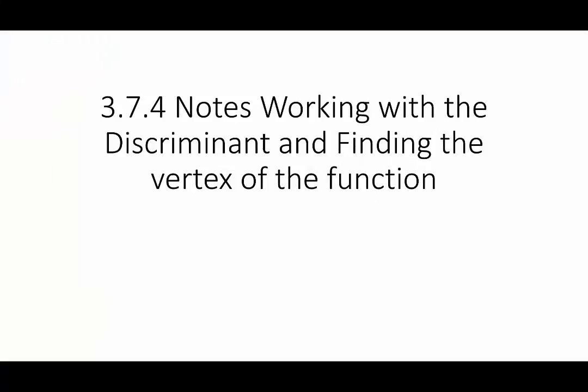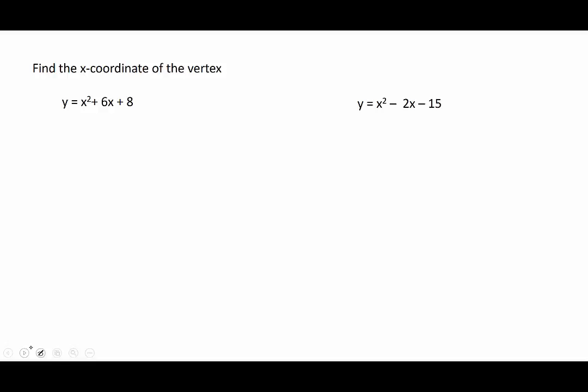Okay, today we're going to be working with the discriminant and also finding the vertex of functions. If we just want the x-coordinate of the vertex, there are several ways we could find it. One is to complete the square, but another one is to use the formula. The x-coordinate of the vertex is -b over 2a. So this is the one we're going to use right now.